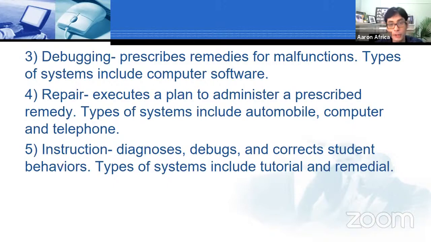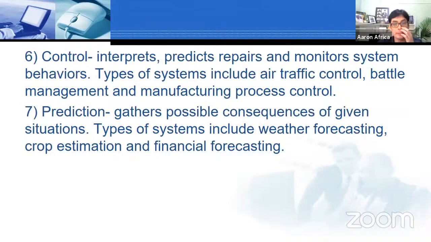Of course, repair is focused on repair. It executes a plan to administer a prescribed remedy. Types include automobile, computer, and telecom. Basically, our system is focused on the repair side. Instruction diagnoses the bugs and corrects the student behavior. Types of system include tutorial and remedial. Control interprets, predicts, and monitors system behaviors. This type of system includes traffic control, battle management, etc. And prediction handles the possible consequences of given situations. This type of system includes weather forecasting, crop estimation, and financial forecasting.